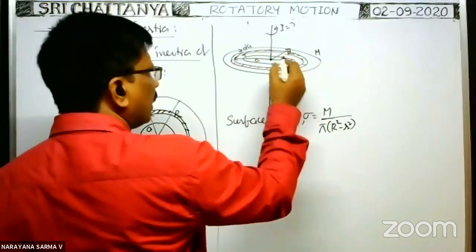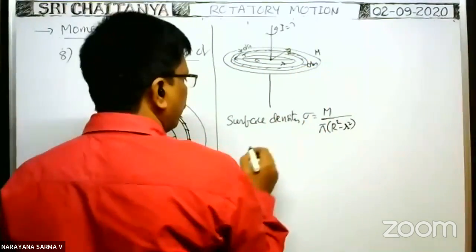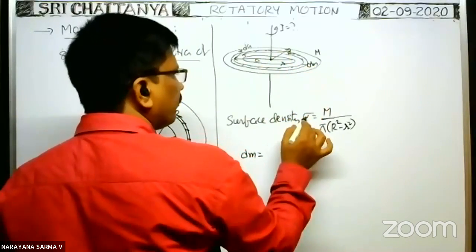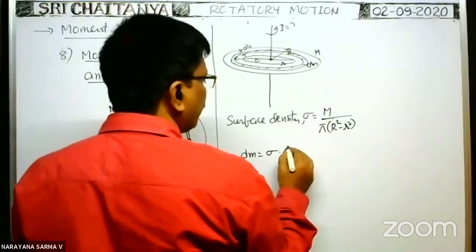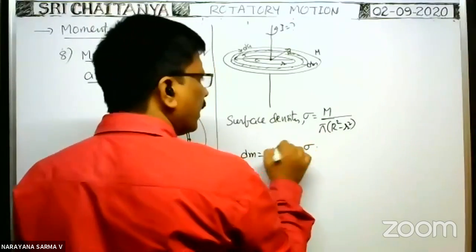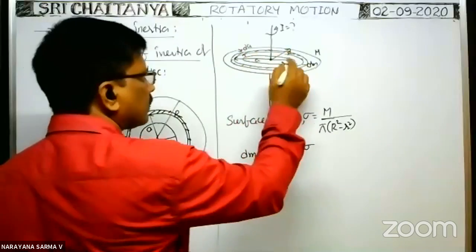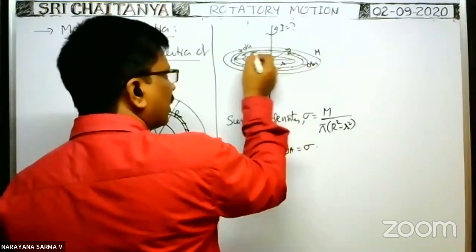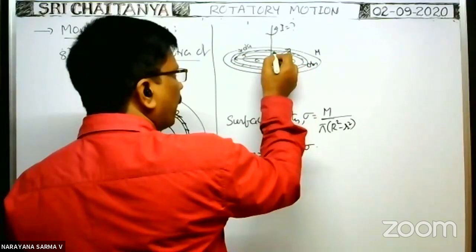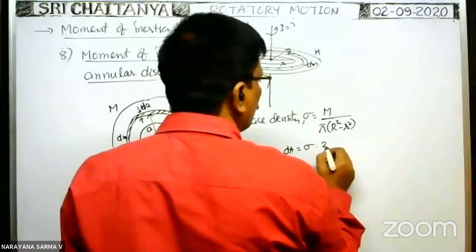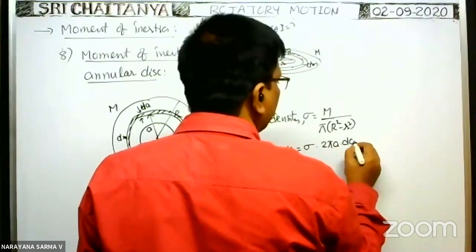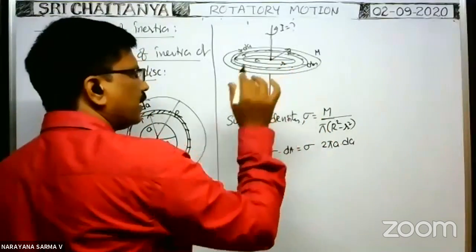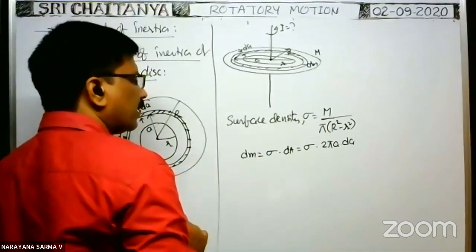Now, what is the mass of the element considered? The mass of the element is say dm. Mass of the element is equal to the area of the element into density, sigma into area of the element. Sigma is constant, keep it aside. The radius of the element considered is a, so the circumference is 2 pi a, into width dA. This is the area of the element. So sigma into area of the element gives the mass of the element considered.